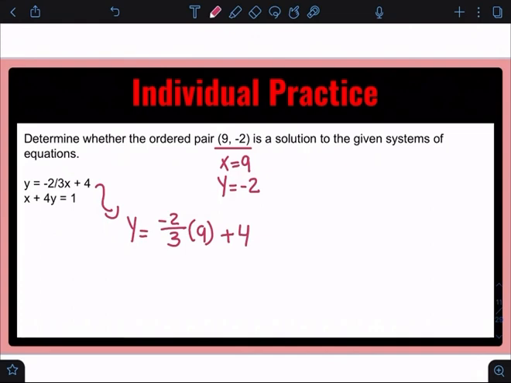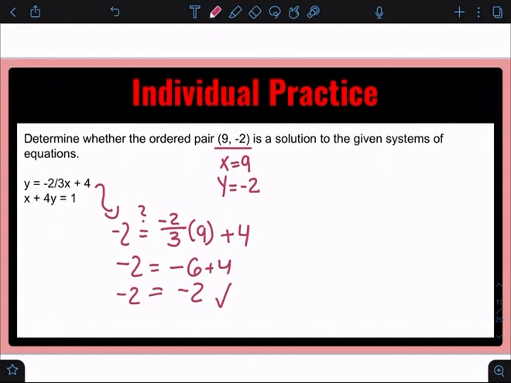Well, we know that y is -2. So we need to see, is this true? -2 equals -6 plus 4. -6 plus 4 is -2. So this is true so far.